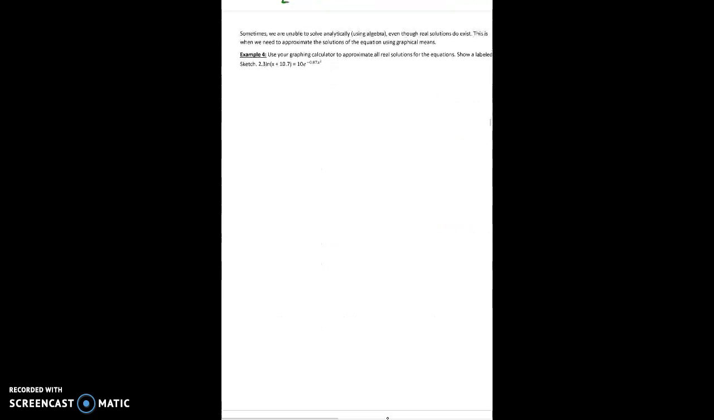Now, we've already gotten some good practice at this. It says sometimes we are unable to solve analytically, even though there are real solutions. This is when we need to approximate the solutions of the equation using graphical means. In other words, plug them into our calculator and see when they intersect. So we are going to plug in y1 equals 2.3 times the natural log of x plus 10.7, and y2 equals 10 e to the negative 0.7 x squared.